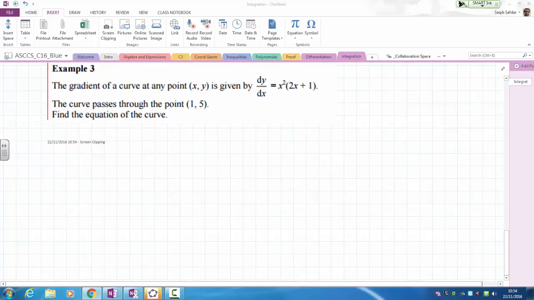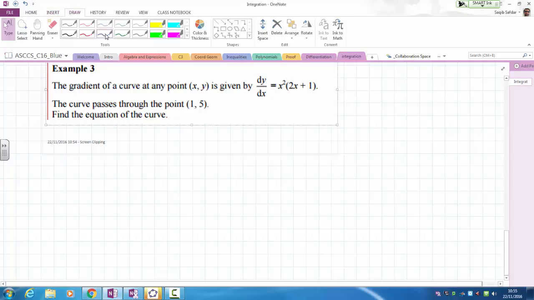Okay. So the gradient of a curve is given by dy/dx equals x squared plus 2x plus 1. The curve passes through the point (1, 5). Find the equation of the curve. First thing, with dy/dx, if we expand that out, we've got 2x cubed plus x squared. What can we do from here? How are we going to find the equation of the curve? Integrate. So if you integrate, let's write that out, the integral of 2x cubed plus x squared dx.